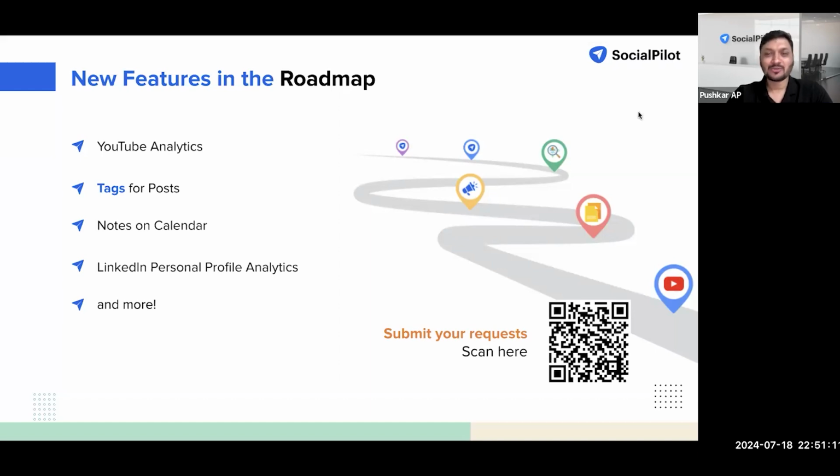Another key feature that will be released soon is analytics for LinkedIn personal profiles. Users soon will be able to look at personal profile data and see how their posts are performing for those profiles. There's a lot more coming up on SocialPilot though. These are some of the major ones that we spoke about. Do keep an eye out on the What's New section to know more about the latest features that are being released. And feel free to send in your requests by scanning the QR code if you need a new feature to be added on SocialPilot.